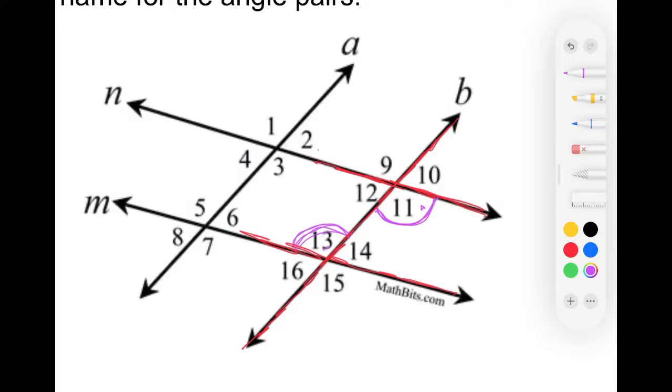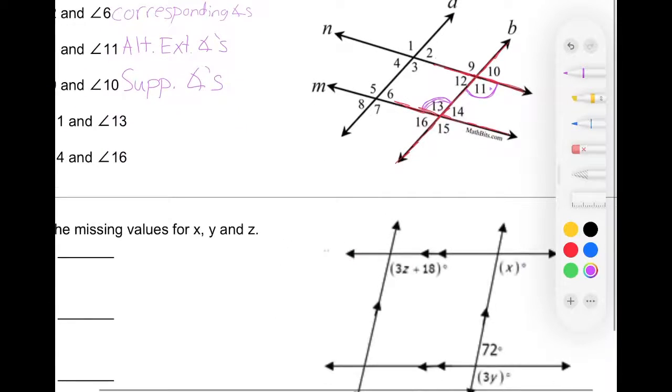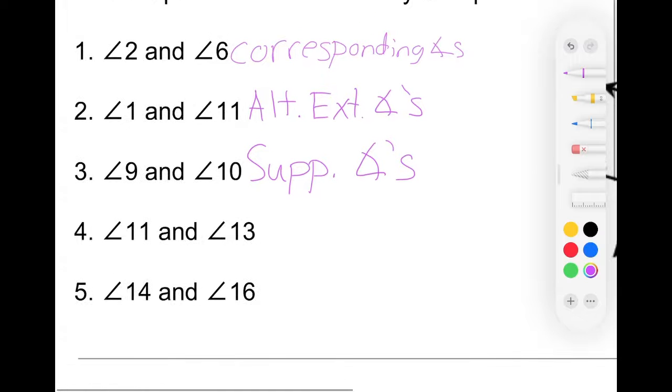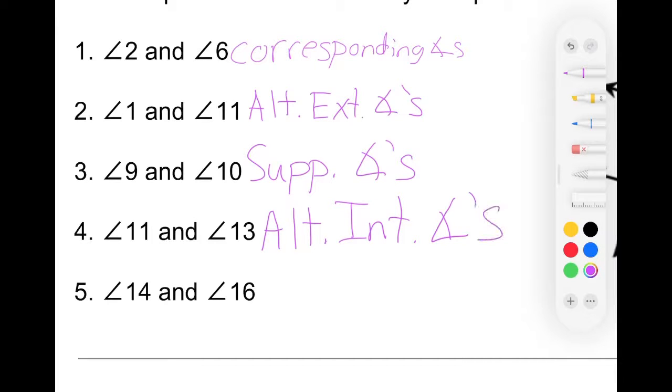So because they're on the inside, they're going to be interior, and they're on opposite sides, so they're going to be alternate. So alternate interior angles. Another way to remember the interior word is think about interior designer. Interior designer designs the inside of the house, not the outside. So for number 4, we have alternate interior angles.